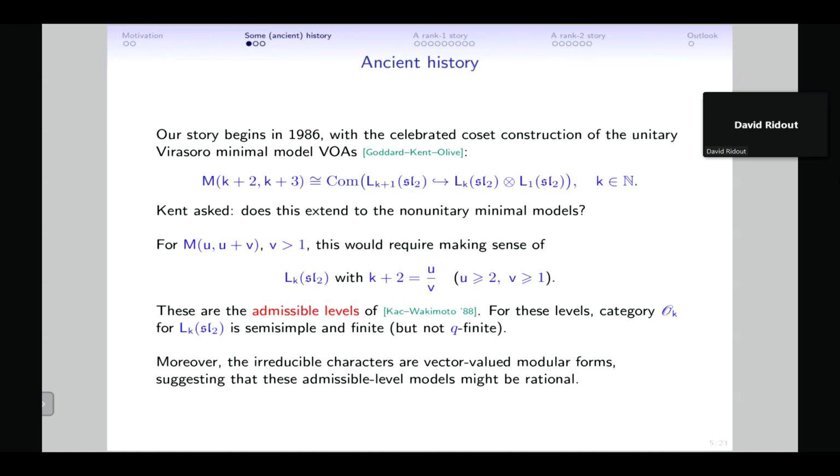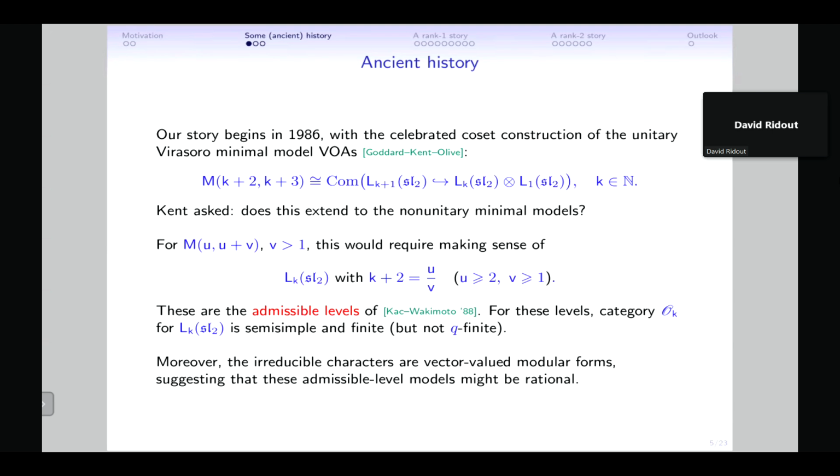Take the commutant of that sub-VOA, and lo and behold, you get the Virasoro minimal model. So this is very good. But you'll see here that this construction is only for the unitary minimal models, because when you work out what the central charges corresponding to all of these constructions give you, they give you precisely the unitary discrete series.